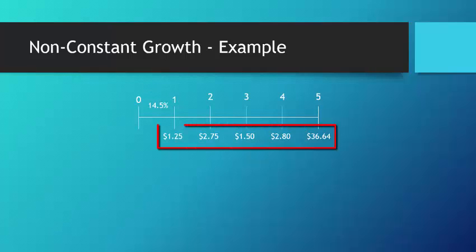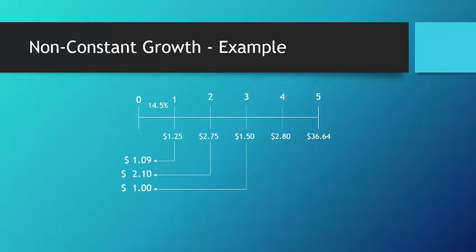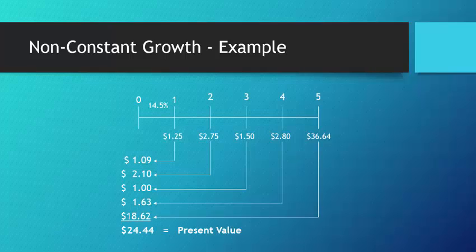So here are all of my cash flows: $1.25, $2.75, $1.50, $2.80, and $36.64, which is the $3.20 plus the $33.44 from my Gordon constant growth model. And then I start discounting them at 14.5%, and then I add them all up and I get $24.44, and I'm done. That's what we're going to do here.